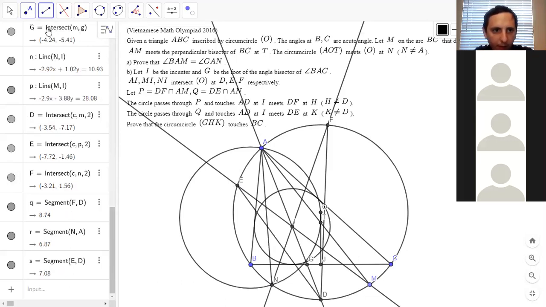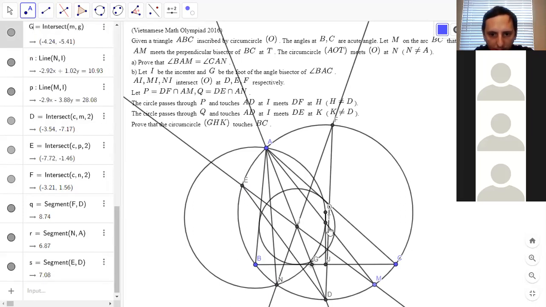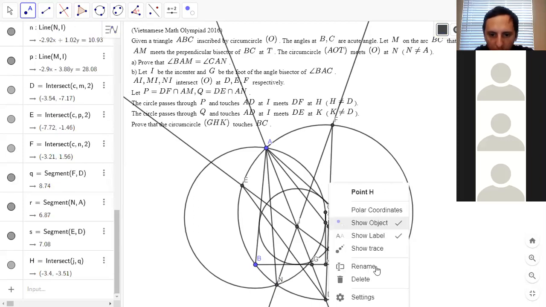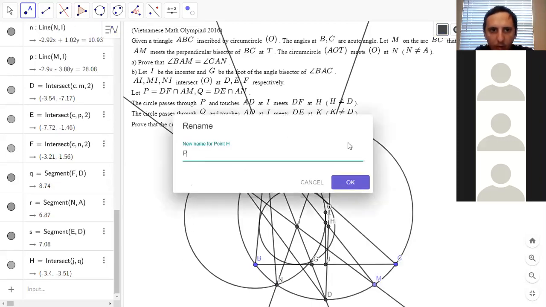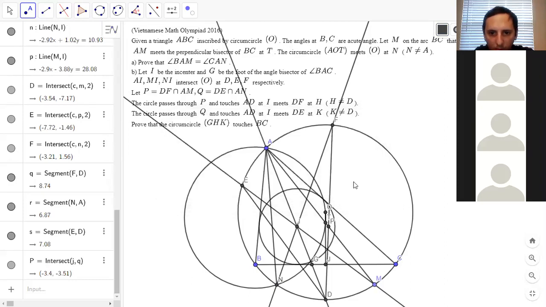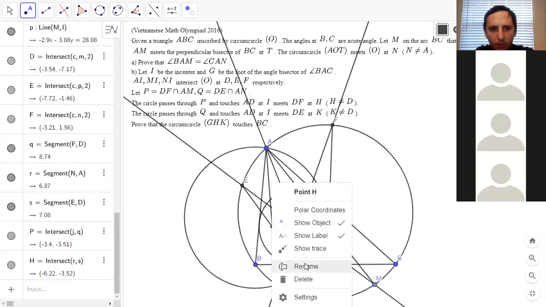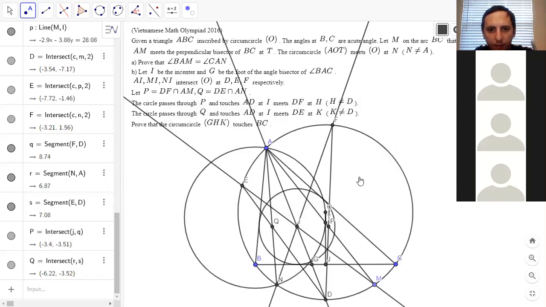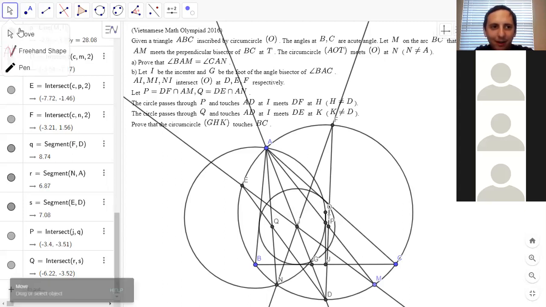This looks a lot like Pascal's theorem. So P would be, oops, that's point P. And this is point Q. And the circle that passes through P and touches AD at I. Oh, this is a lot of stuff here.